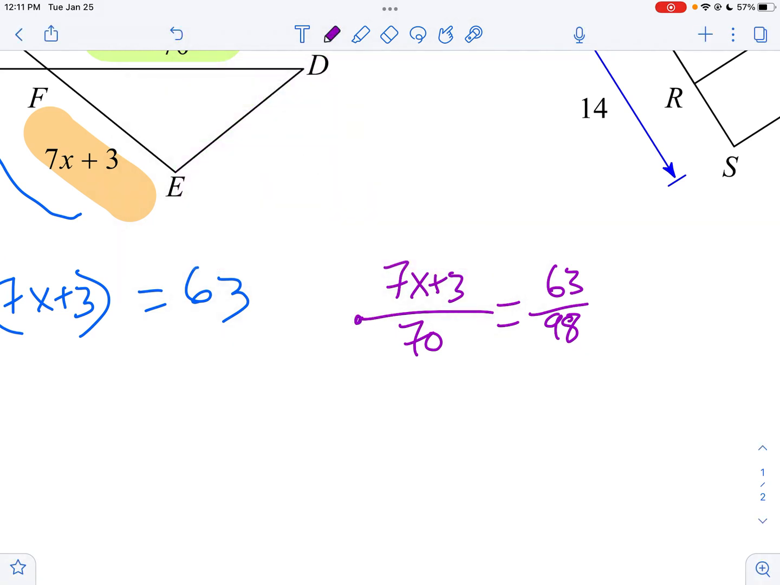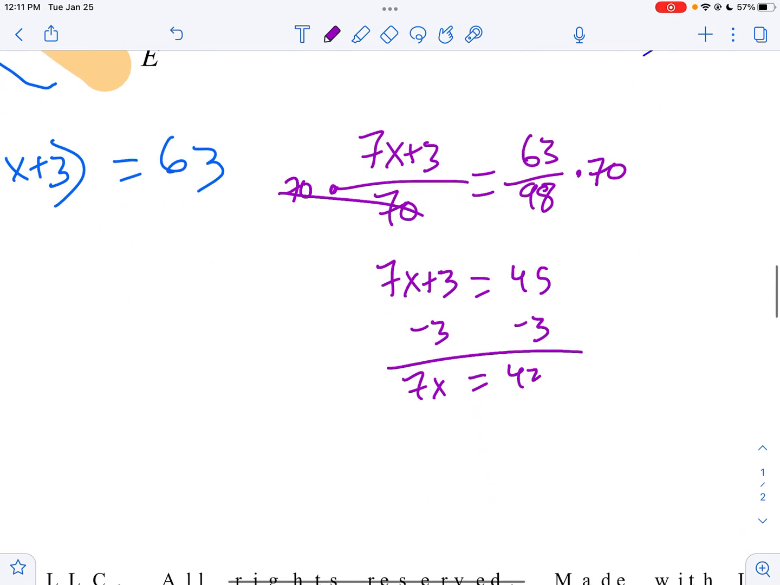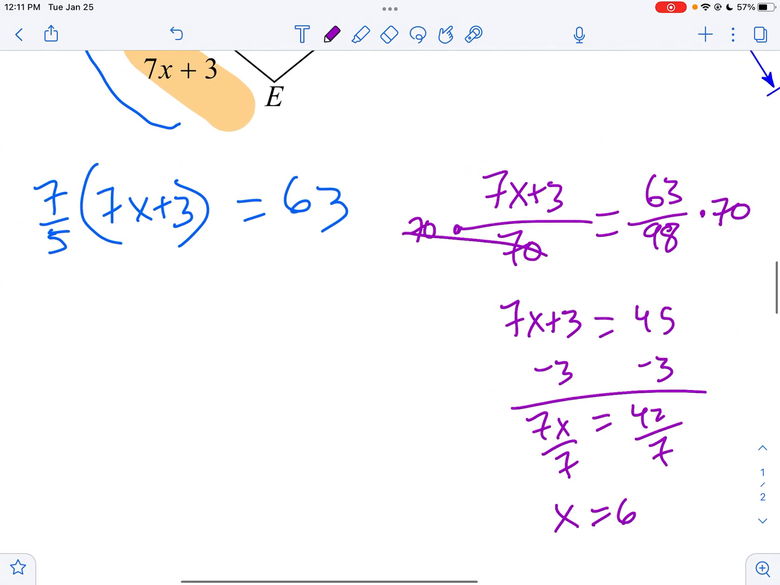Let's just times by 70 over here, times by 70. Those cancel out. Now we got 7x plus 3. And the right side, you just do 63 times 70 and divide by 98, and you get 45. And you minus 3, we got 7x is 42, and divide by 7, and you get that x is 6. So there's one way of solving it.